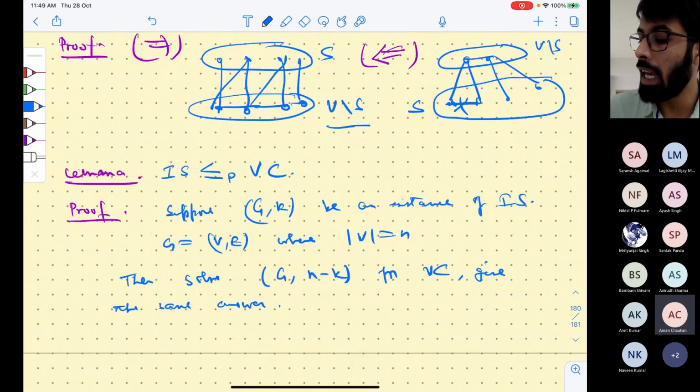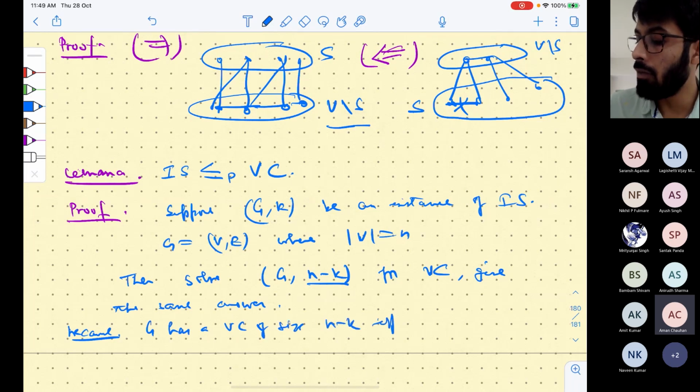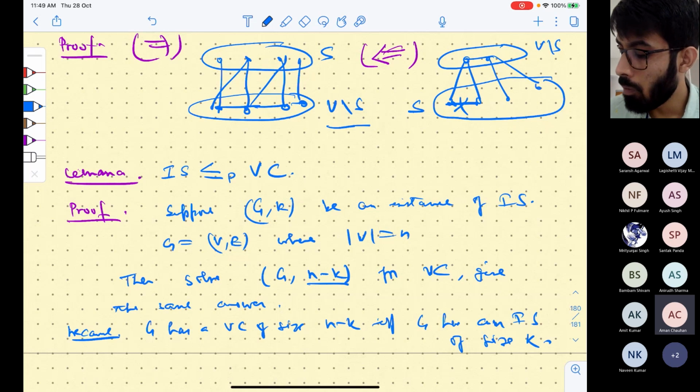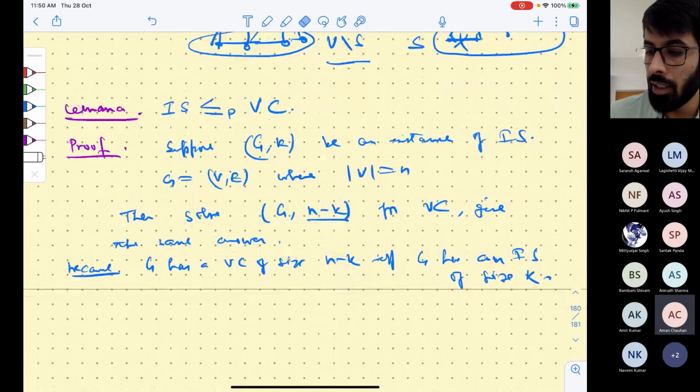Why? Because G has a vertex cover of size N minus K if and only if G has an independent set of size K. You can show this. So this way you can reduce independent set to vertex cover.